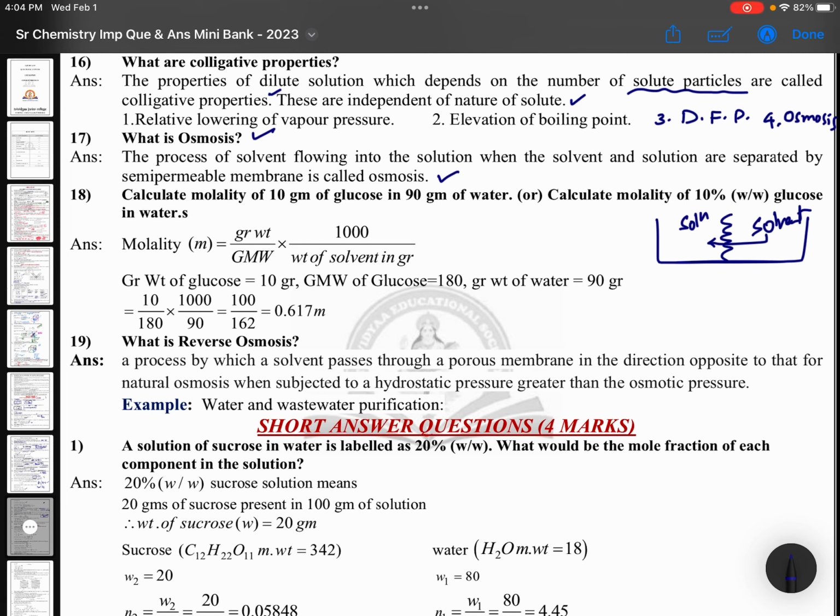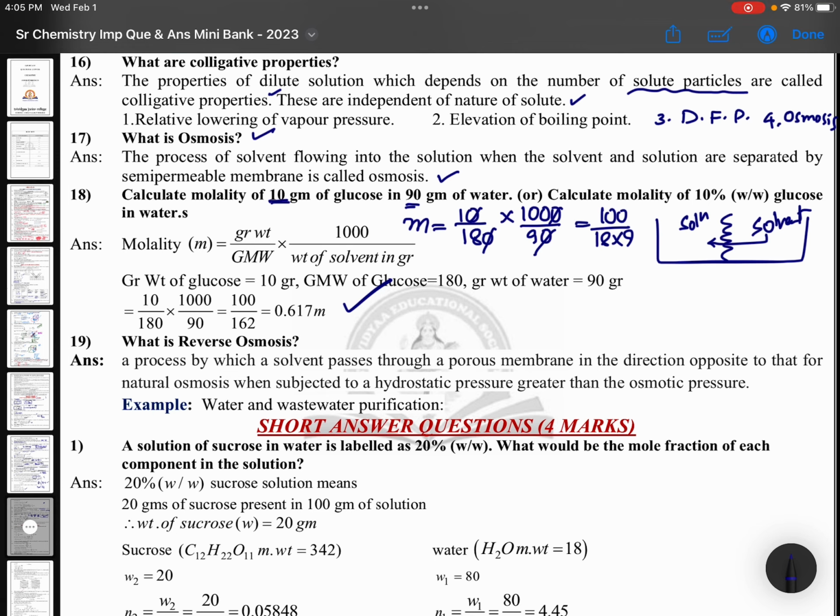Calculate molality of 10 gram of glucose in 90 grams of water. Direct question है ना. Molality is equal to number of moles of solute, means mass by molecular mass, into 1000 by mass of solvent. Zeros gone. So this is 100 by 18 into 9, that is equal to 0.617. थोड़ा आपको करना ही पड़ेगा. Right, don't learn the numericals by heart also, just remember the formula.